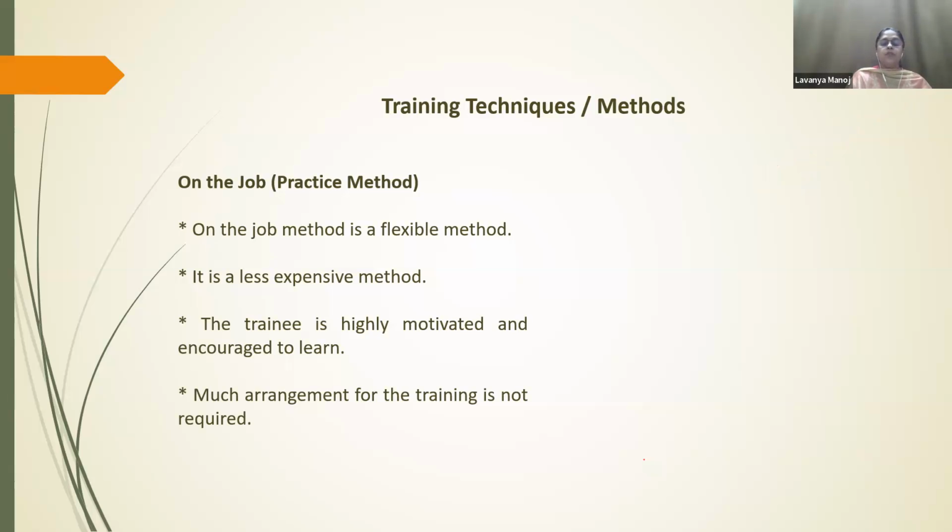The trainee is highly motivated and encouraged to learn. The trainee doesn't have to undergo some kind of training period, wondering whether he or she will learn the skill set, or if he or she is not able to learn the skill set, whether the company will throw this person out, with just the probation period and the probation incentive. So without any fear, this person can directly start the work. Much arrangement for the training is not required.